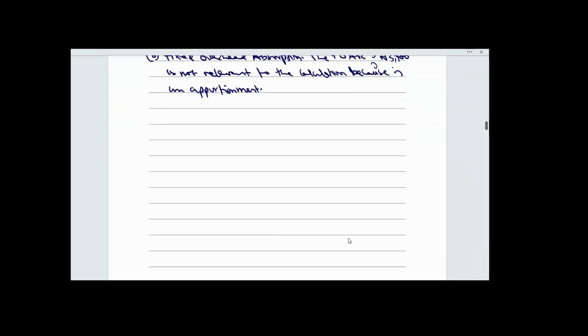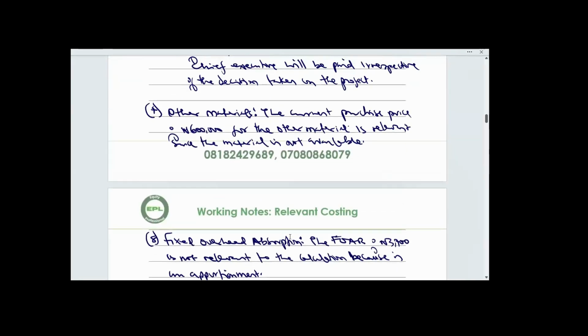Number 9, Clepatoni Limited normal policy is to have 12% markup on the cost of each house. So markup. Number 9, profit markup.